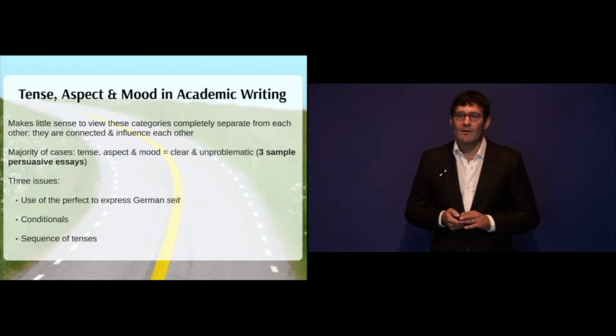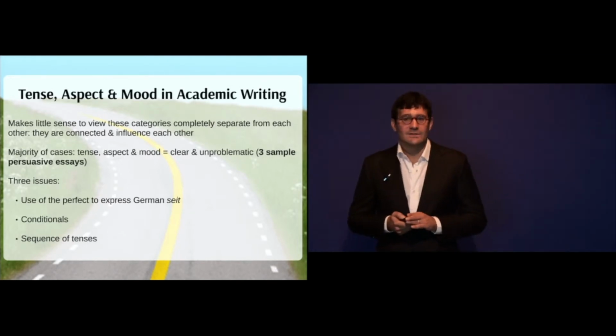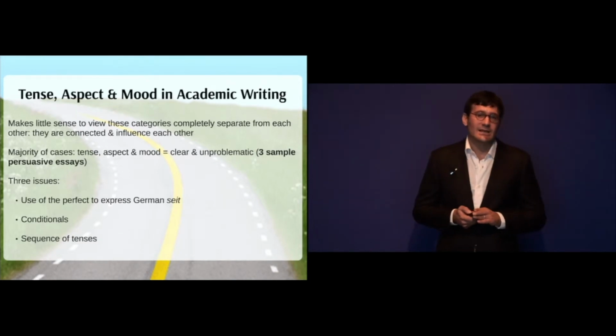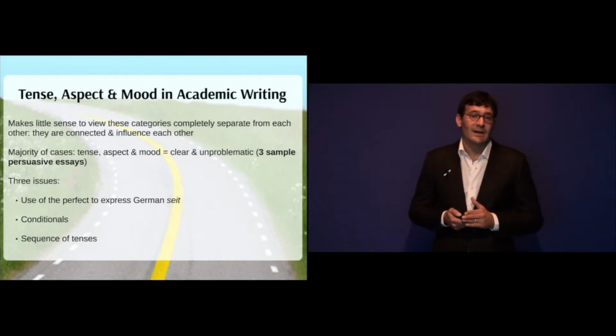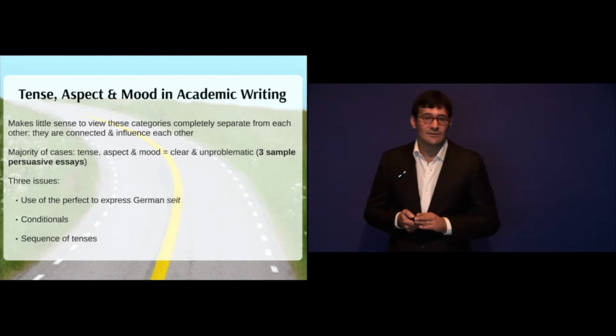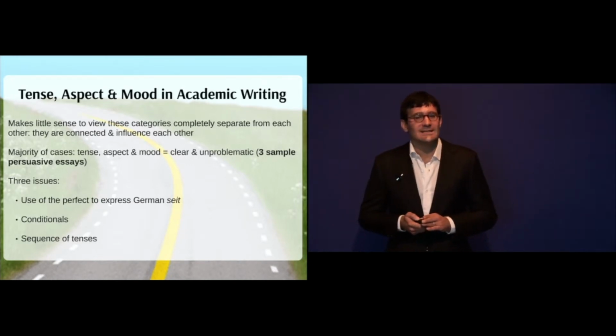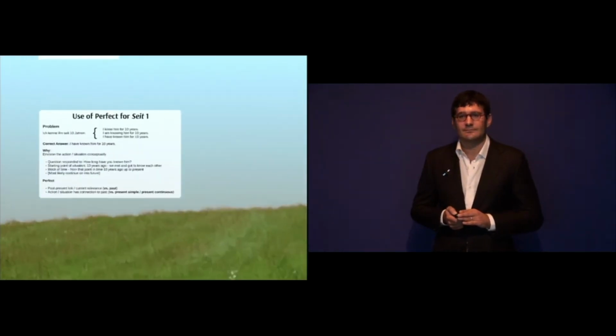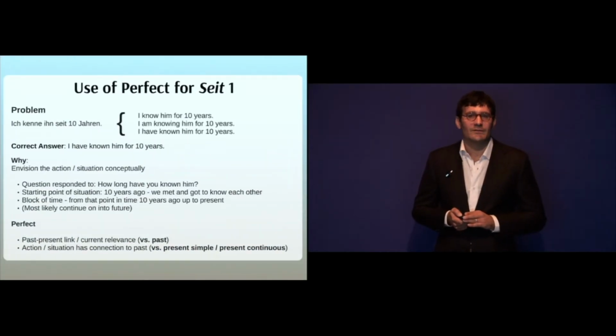However, there are 3 issues that German students have a problem with. The first issue is the use of the perfect to express the German Zeit. The second issue is conditionals, or recognizing a conditional situation. And the third issue is a sequence of tenses. So let's take a look at the first issue. The use of perfect for Zeit.